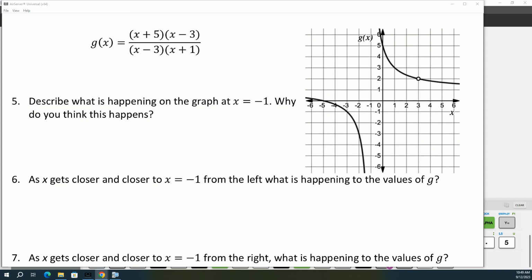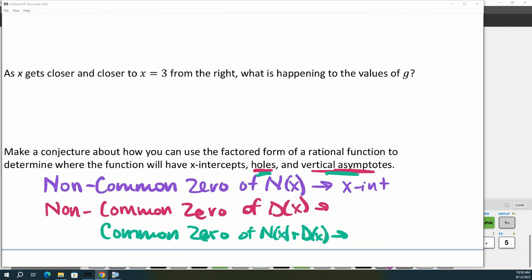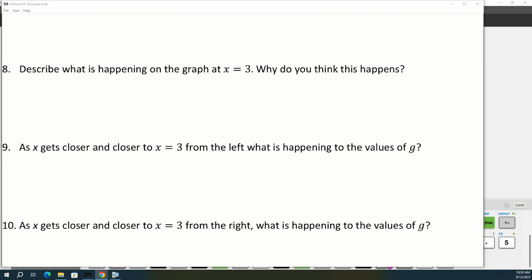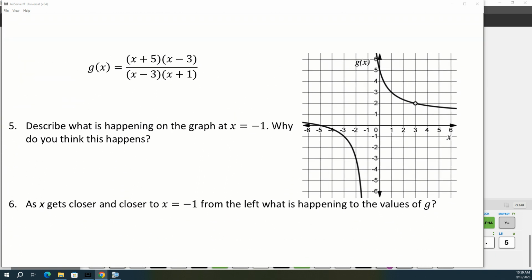All right, so it's kind of hard to word what's happening on number 5, but if you go back to the bottom and just think about what's happening, it's either going to be a hole in the graph or it's going to be a vertical asymptote. So trying to remember stuff from algebra 2, what do you think is happening at -1? A hole or a vertical asymptote? That's a vertical asymptote.